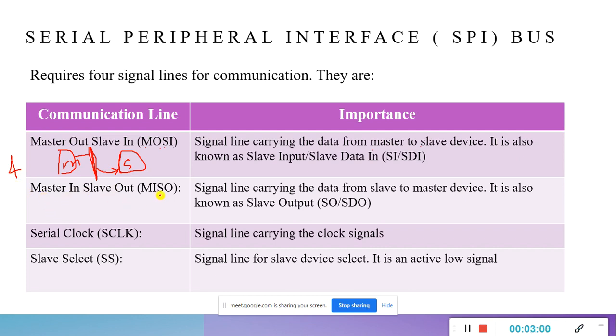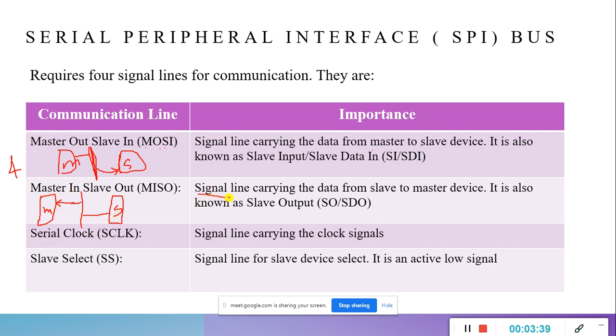Another important wire is master in slave out. The statement itself gives the meaning here. So there will be a master and another a slave, and there is one more line. The output from the slave, I'm sorry, is fed as an input to the master. So that's what we call master in slave out.